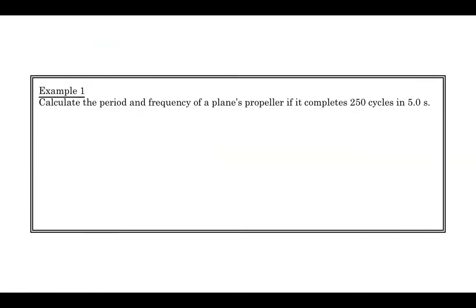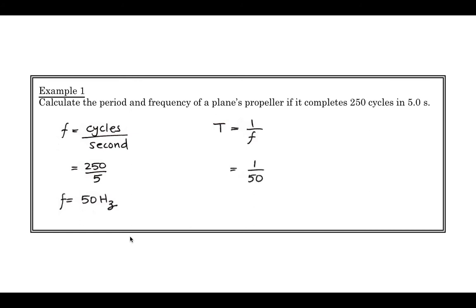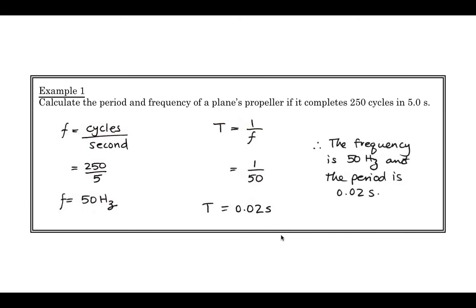All right, a couple examples. Calculate the period and the frequency of a plane's propeller if it completes 250 cycles in 5 seconds. So, of course, we know that frequency is cycles per second. So in this case, we have 250, and we're going to divide by 5, and we get 50 hertz is the answer that we're looking for. Period is, of course, 1 divided by frequency, so it's the inverse. This is how many seconds it takes to go around once. And we get 1 over 50, which when we do this math is 0.02 seconds for that propeller to complete 1 full cycle. And there we have it.